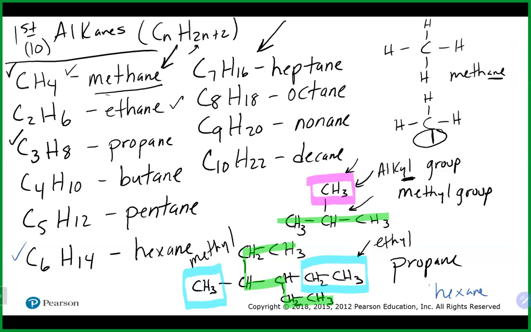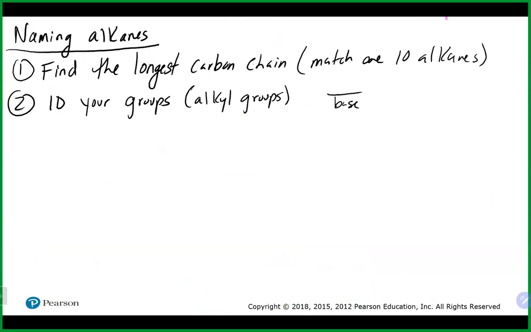All right, so those are really the first 2 important steps of naming something: find the longest carbon chain, and once you identify that, identify what groups you have. So let's talk about the rest of what we need to do. We'll come back here to our name. The next thing you want to do, once you have the longest carbon chain and have identified what groups are present, is number the longest carbon chain.